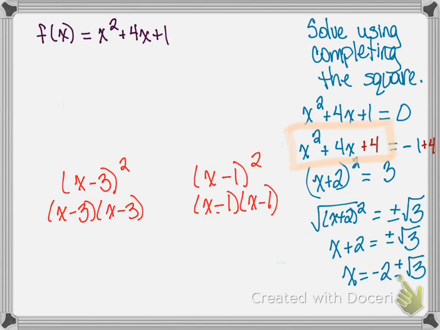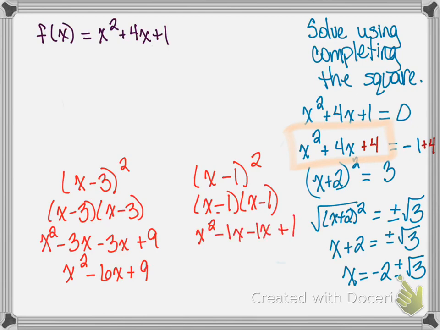When I FOIL this, x times x is x squared. X times negative 3 is negative 3x. Negative 3 times x is negative 3x. Negative 3 times negative 3 is 9. So what I get here is x squared minus 6x plus 9. When I do this one, x squared minus 1x minus 1x plus 1. These are called perfect square trinomials. And what you need to realize is that when I factor a perfect square trinomial, I get a binomial squared.